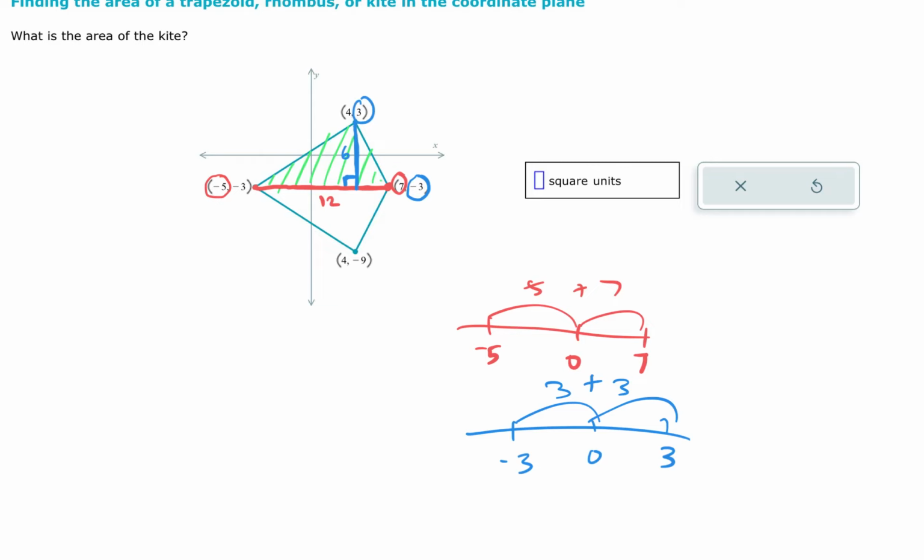Now we need to multiply our base times the height, 12 times 6, which is 72. If we divided that in half, we get 36 for one of the triangles, but we just need to double it for the bottom one, just like in the last example. So I'm not going to bother dividing it. Our answer is going to be 72 square units.